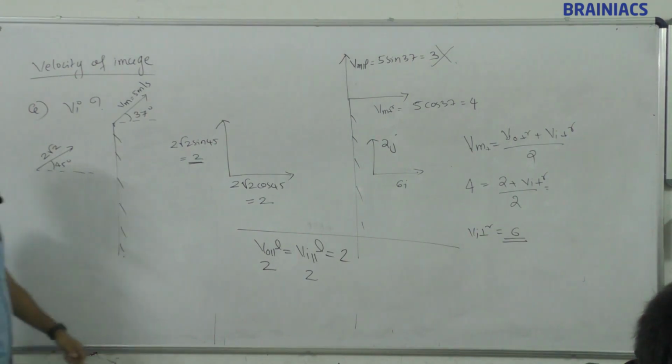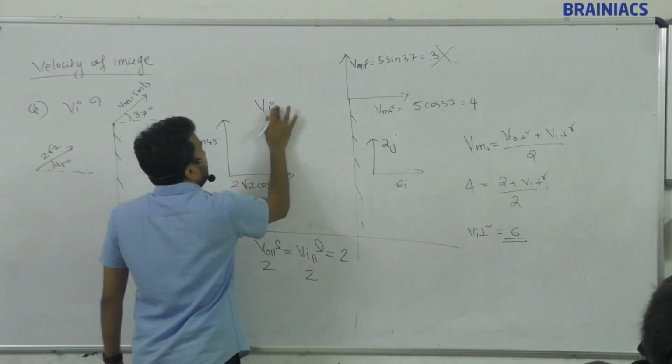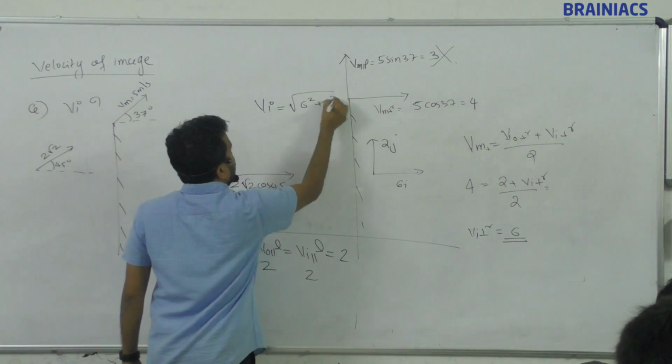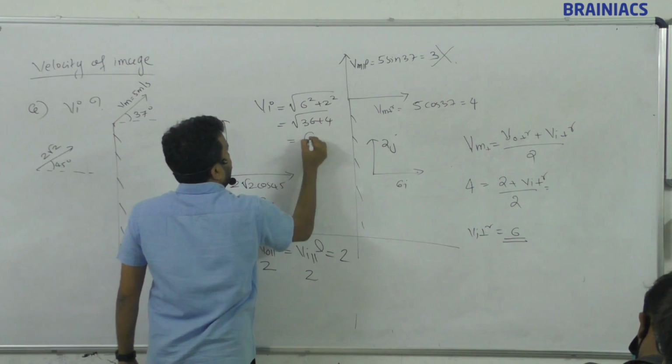So if you are taking the magnitude value, then velocity of image is equal to root of 6 square plus 2 square. 36 plus 4, root 40.